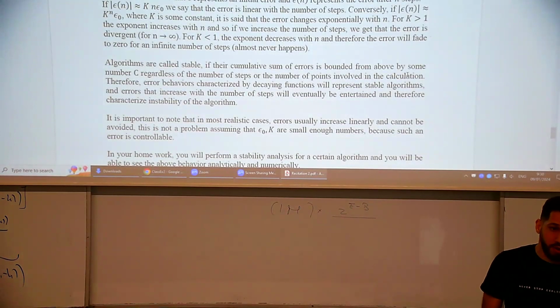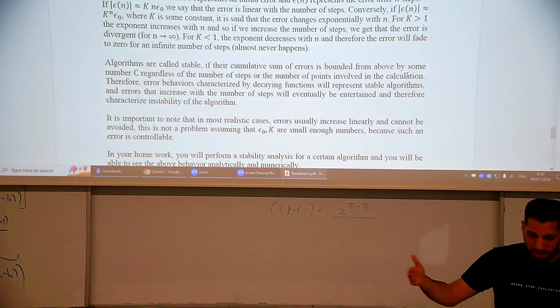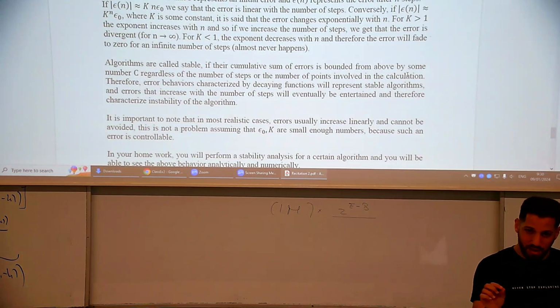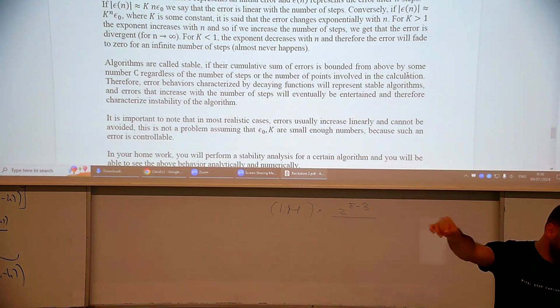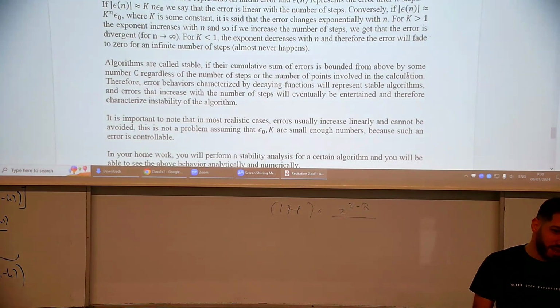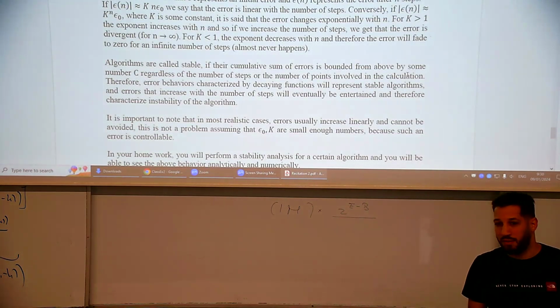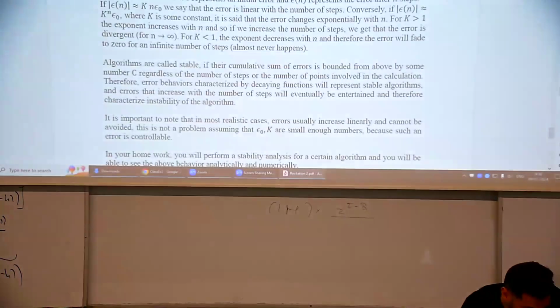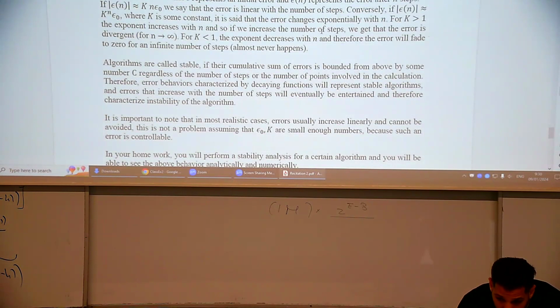And if it goes exponentially but it decreases, yes, it is an exponent of a number smaller than 1, then we will say that the algorithm is stable. But usually we don't have stable algorithms. We have algorithms with a growing, accumulating error. But the question is, how can we restrict this error to grow slowly?